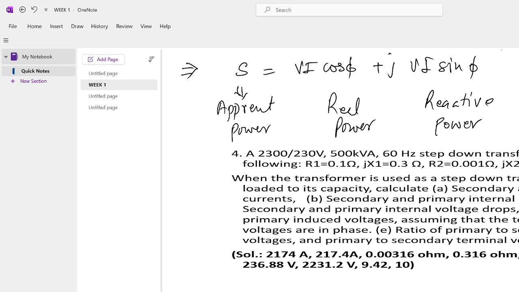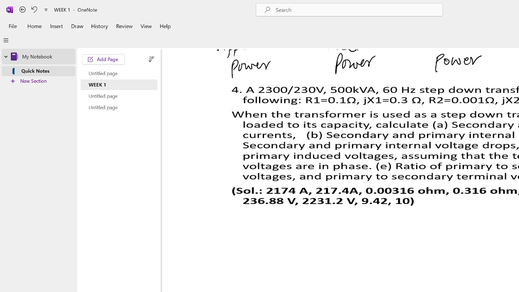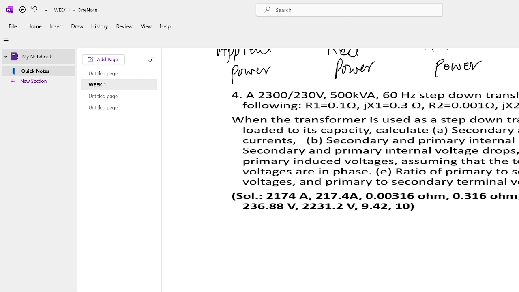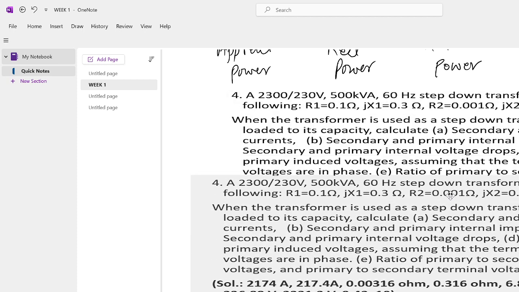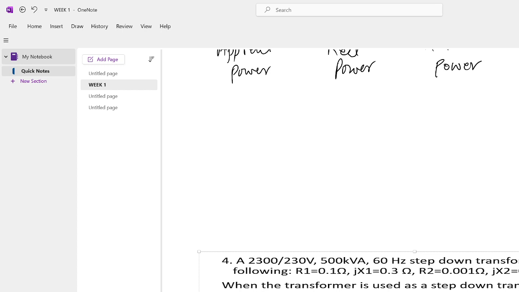Are you able to read this question? Yes, sir. Okay, let me please wait. Before we attempt this question, we have another question linked to the previous one.